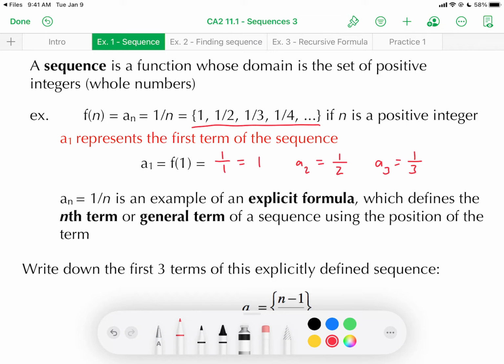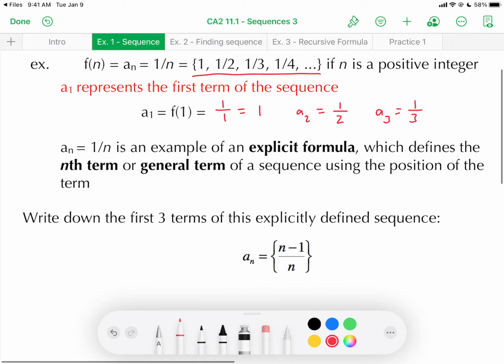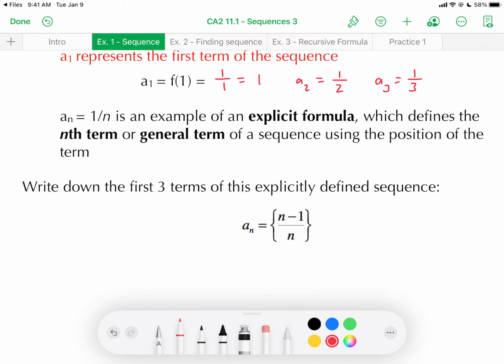Now, once again, this is an example of an explicit formula. A sub n equals 1 over n is an explicit formula. It defines the nth term or the general term of a sequence using the position of the term. And the position of the term is represented by n itself. So I have another explicitly defined sequence below.